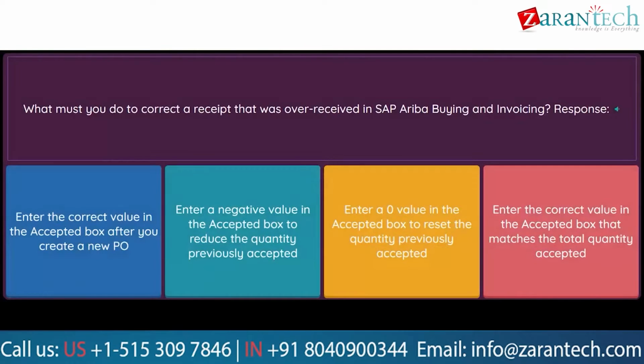Question: What must you do to correct a receipt that was over-received in SAP Ariba Buying and Invoicing? Response: Option 1 Enter the correct value in the accepted box after you create a new PO. Option 2 Enter a negative value in the accepted box to reduce the quantity previously accepted. Option 3 Enter a zero value in the accepted box to reset the quantity previously accepted. Option 4 Enter the correct value in the accepted box that matches the total quantity accepted.